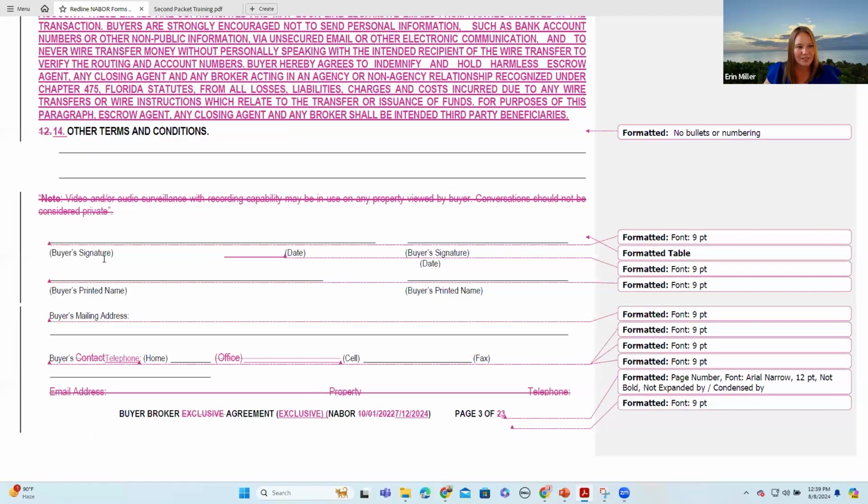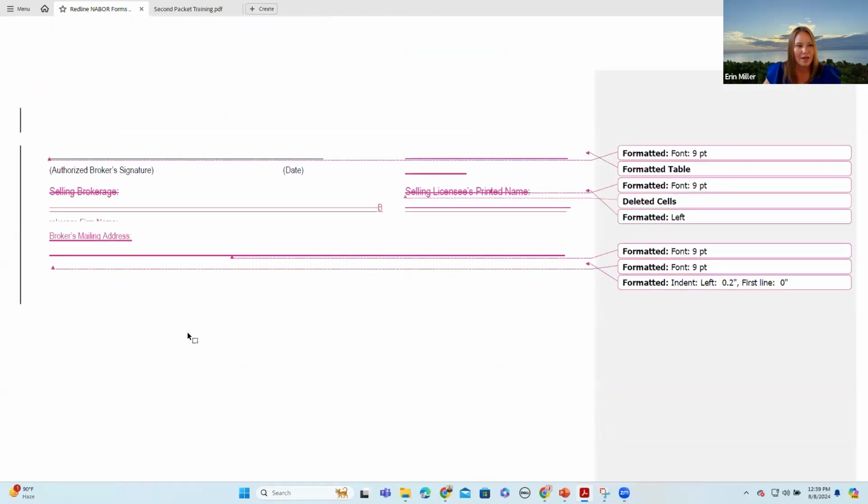Here we've got the signature lines, again: buyer signature, buyer's printed name, their mailing address, contact information, and we also have the authorized broker's signature, the broker's printed name, the broker's mailing address, and the brokerage firm name.